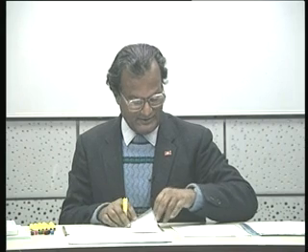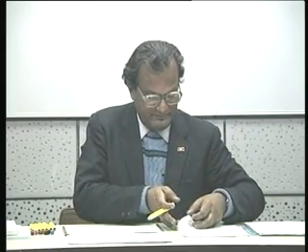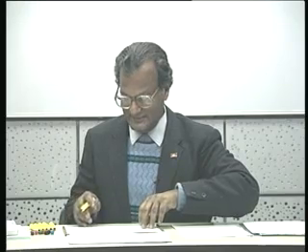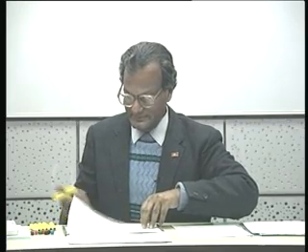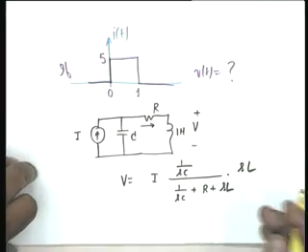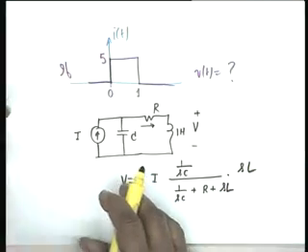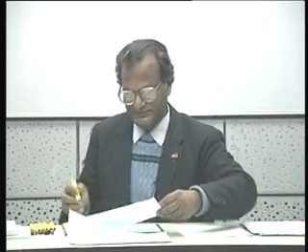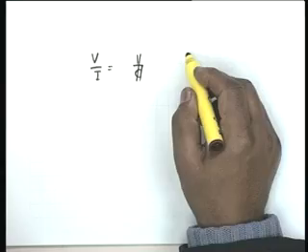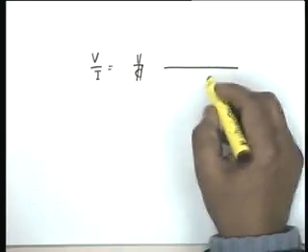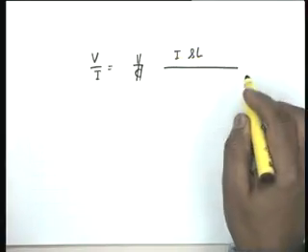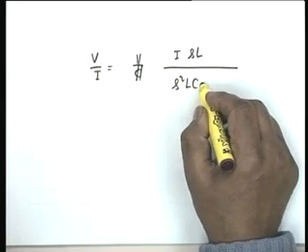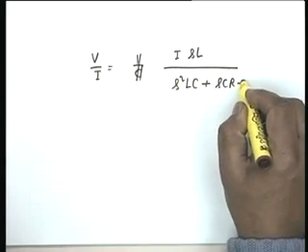Is the question answered? The simplification would be, let us include L first and see what this is. So my V by I would be, I first multiply by SC, so I get SL divided by S squared LC plus SCR plus 1.